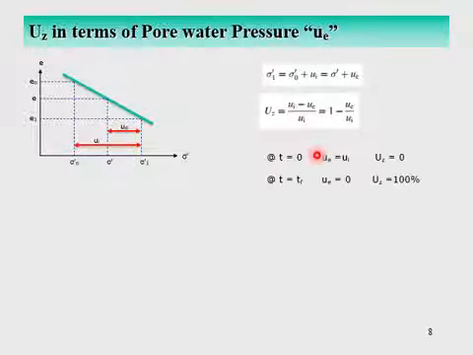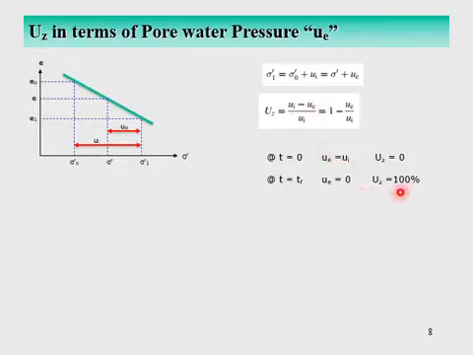And again you can check at t equal to 0. Ue is equal to Ui. Excess pore water pressure would be equal to the initial excess pore water pressure. If you put this value here, you see Ue is equal to Ui, then Uz is equal to 0. Similarly, at t equal to tf, all of the excess pore water pressure after a long time would have been dissipated and Ue is equal to 0. If you put Ue equal to 0 here, Ui cancels with Ui and Uz is equal to 100%.